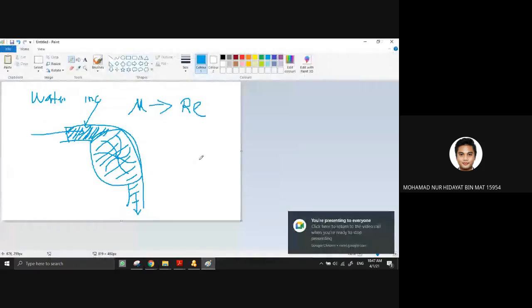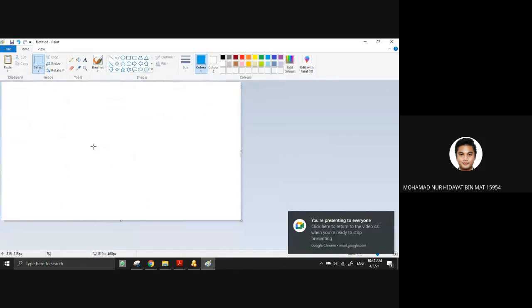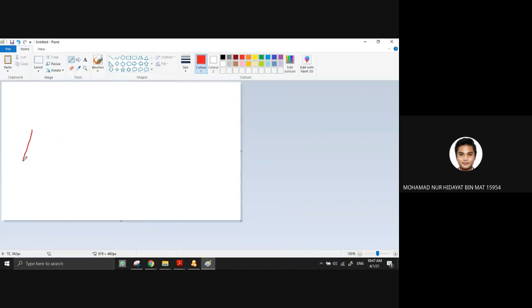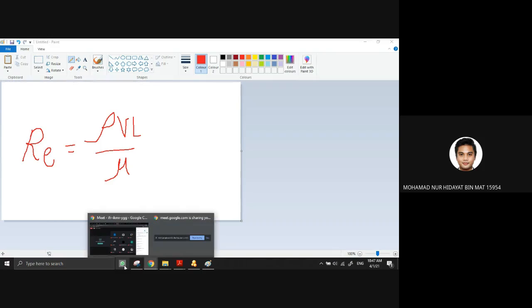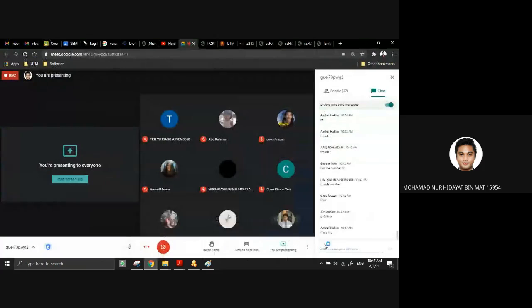Reynolds number. Okay, Reynolds number formula. The Reynolds number formula is rho VL over mu, or VL over nu. Okay, rho VL over mu. Okay, correct.